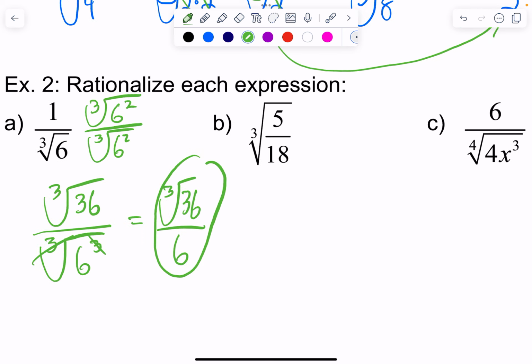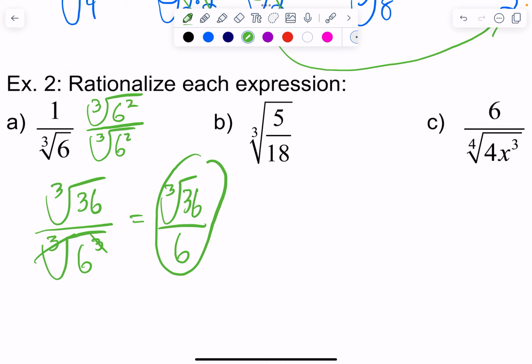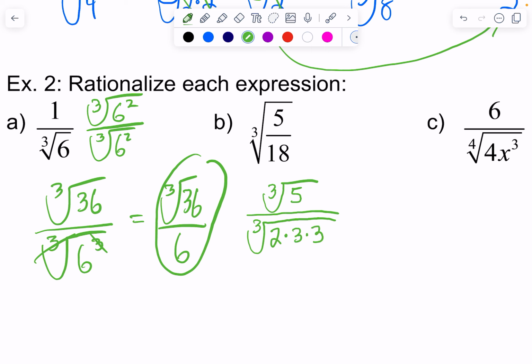All right, I've got the cube root of 5 over 18. I'm going to personally separate this into the cube root of 5, and I'm going to break down that 18 to make my life easier. I know that 18 comes from 2 times 9, which is a 3 times a 3. So why do I do this?